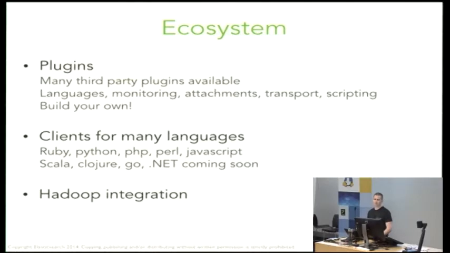There's a whole bunch of plugins for languages, for monitoring. There's one for attachments as well, so you can index attachments on emails, that sort of thing. There's a whole bunch of clients. I just realized that .NET is wrong. It should be, we actually have a NEST client for .NET. We've got Hadoop integration.